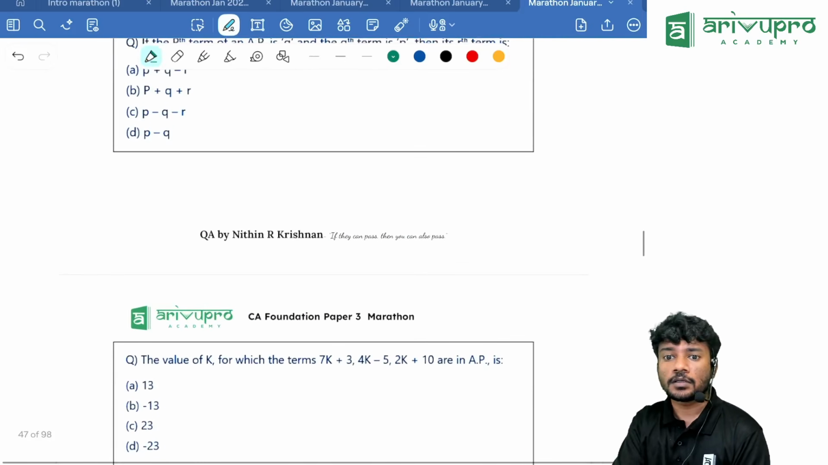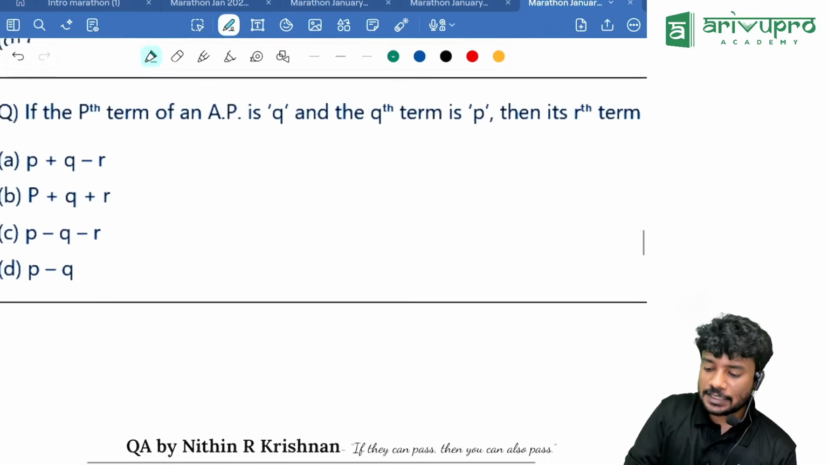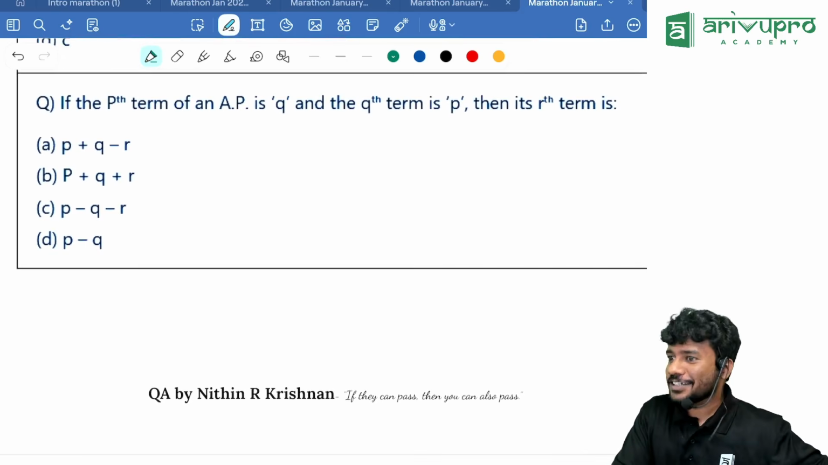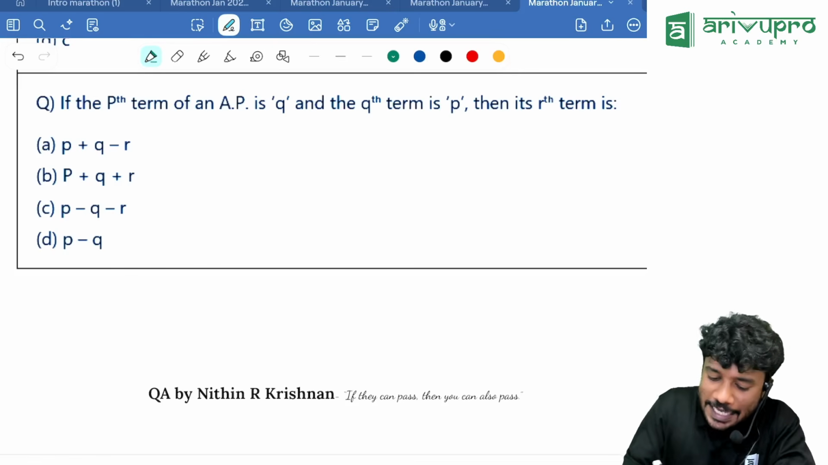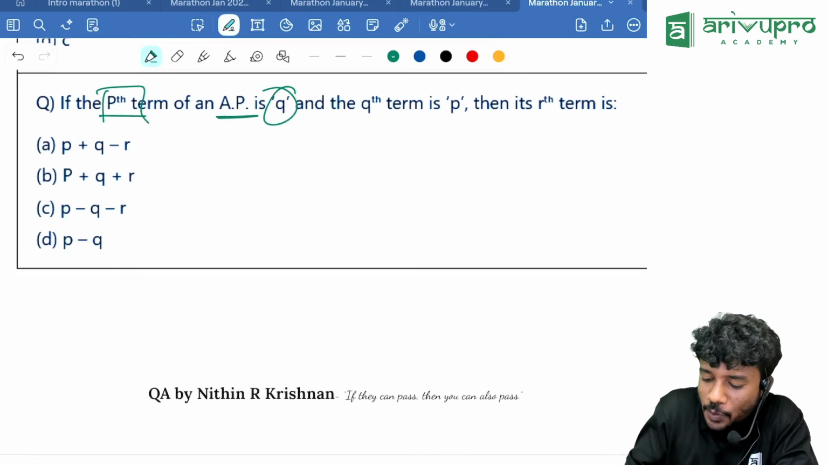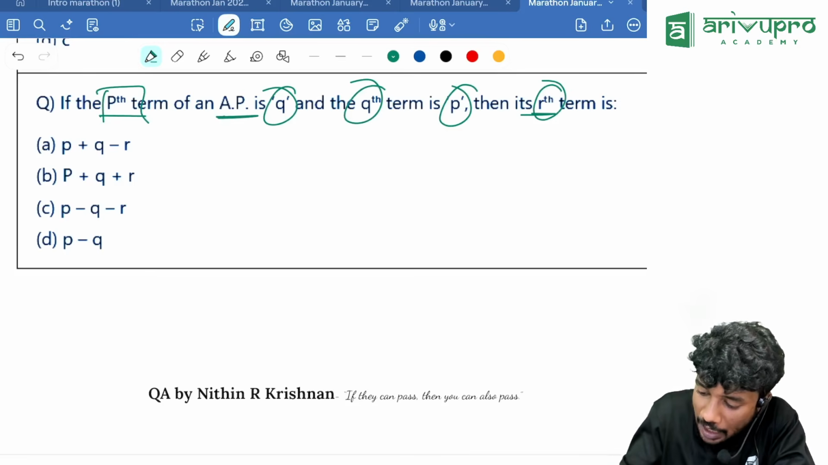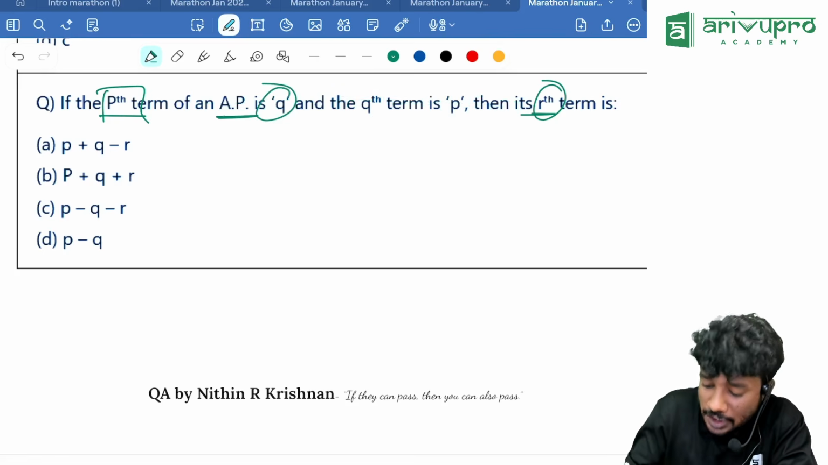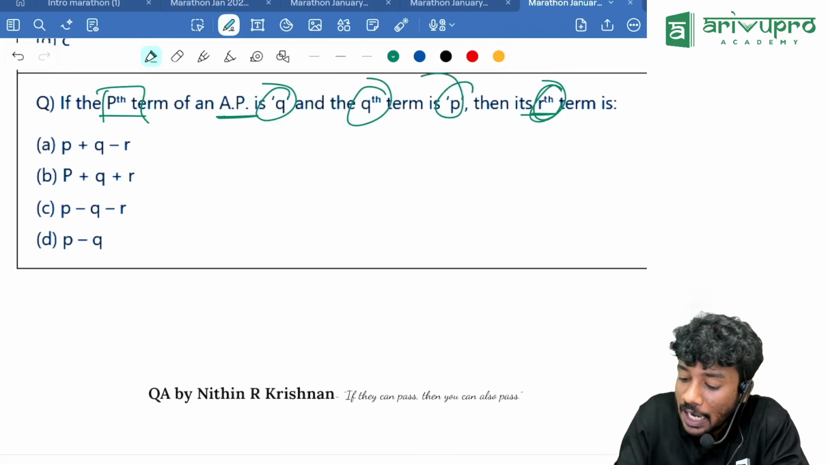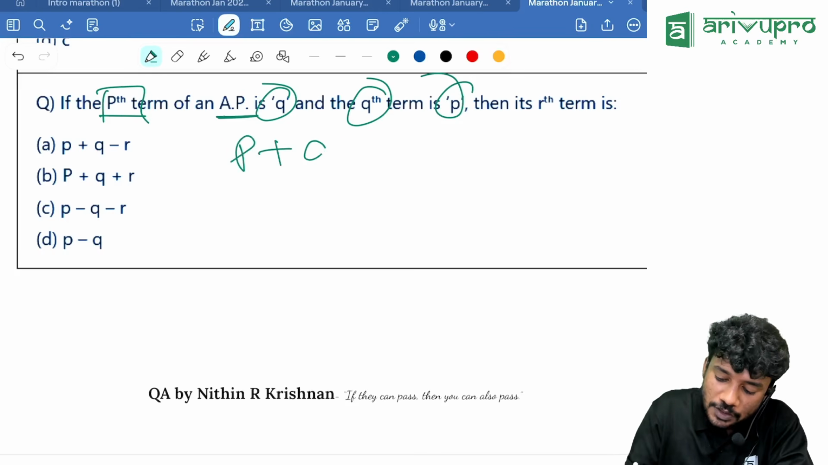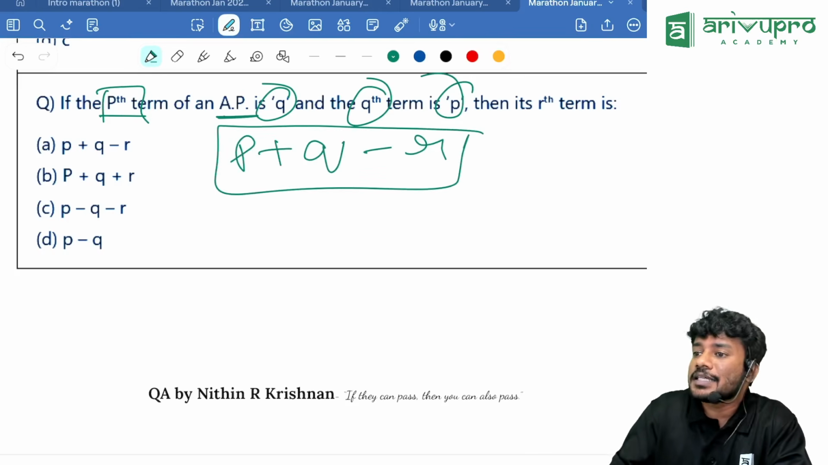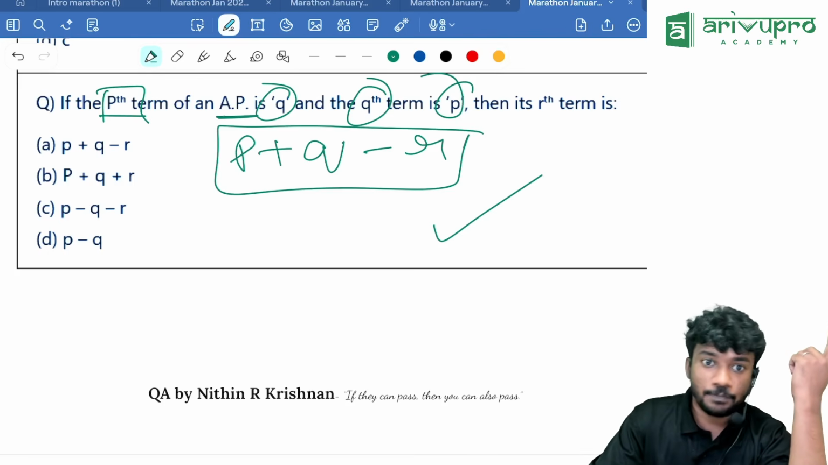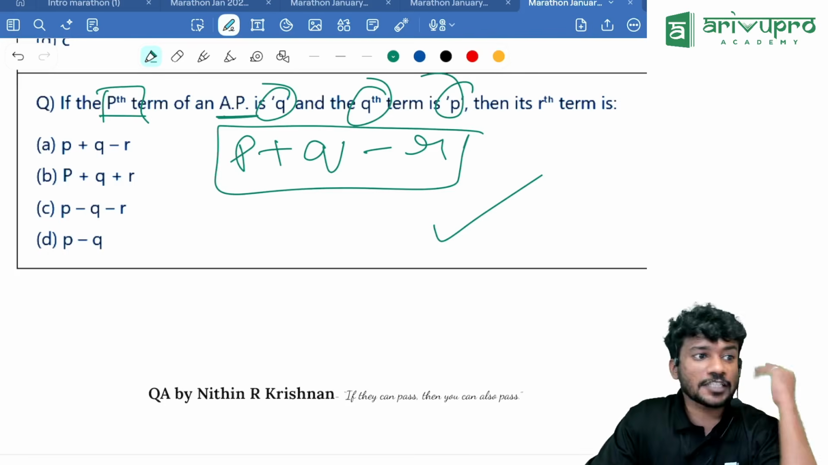Any doubt? Yes. So this is a theorem which you would have studied if you had studied AP and GP in your school. Have you studied AP and GP in school? If the pth term of an AP is Q and the qth term is P, then the rth term is how much? P plus Q minus R. This is a theorem which you had studied long back, and it was repeated 2 times in the previous year. The same theorem they have asked, expecting you to know the answer.